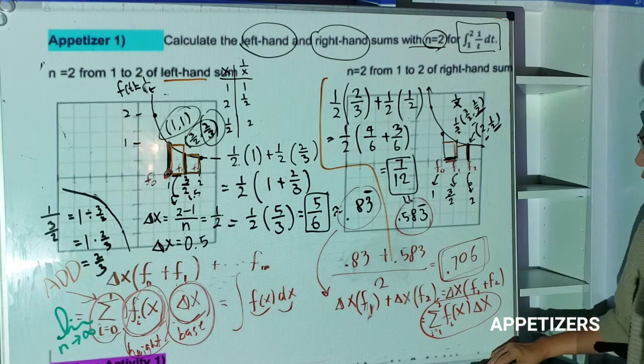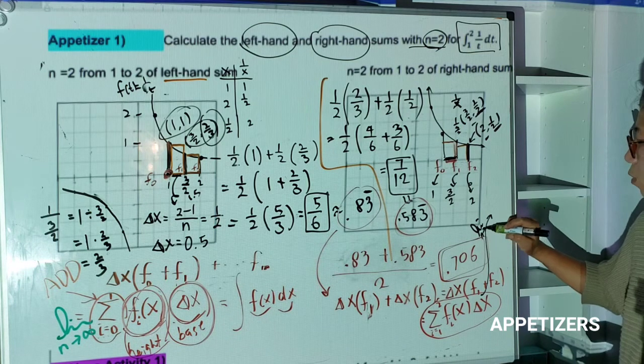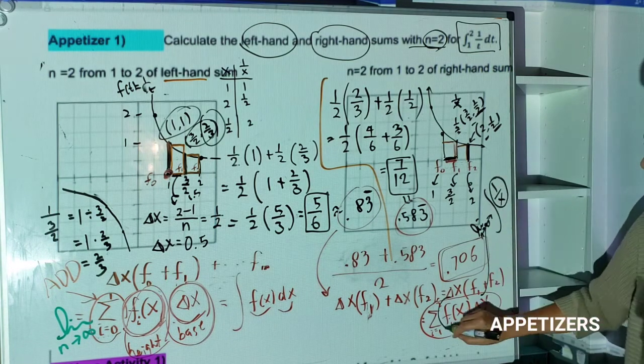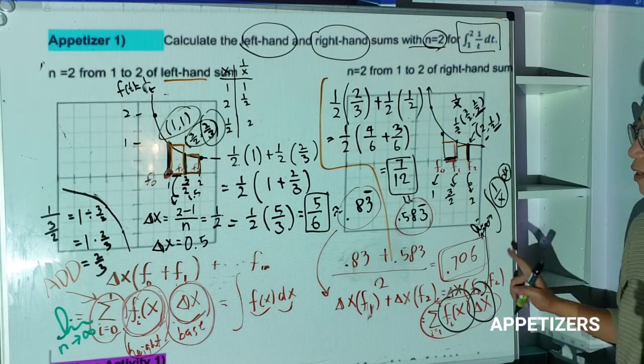And then, this one is a limit. This expression is going to go to the limit of so many rectangles, and it becomes the integral of 1 over x, which is your function, times dx as your base. So just remember this one, and I will show you again.